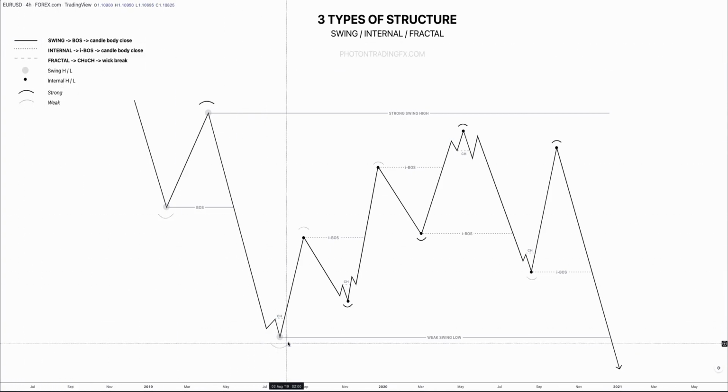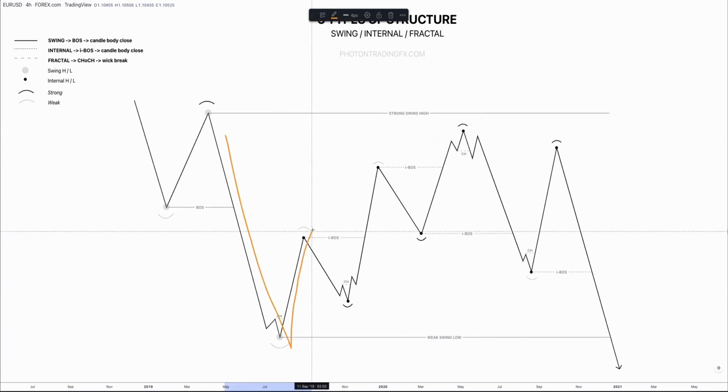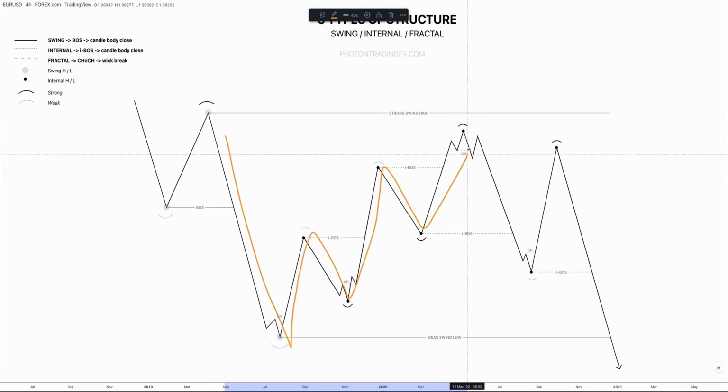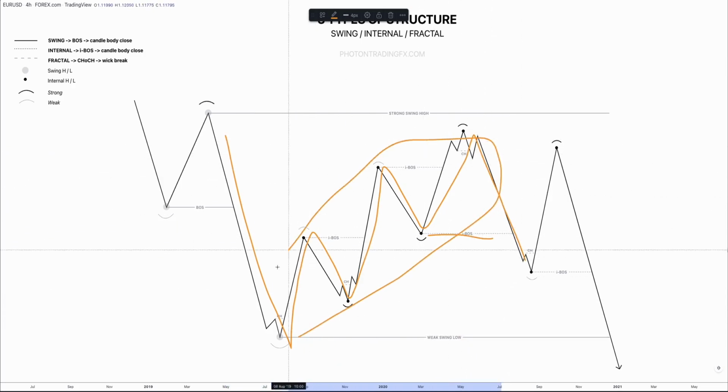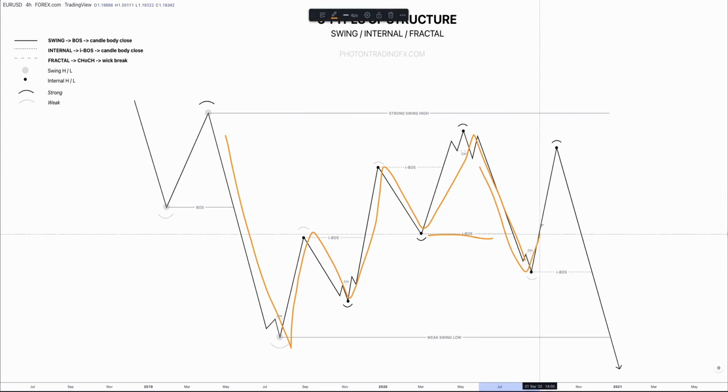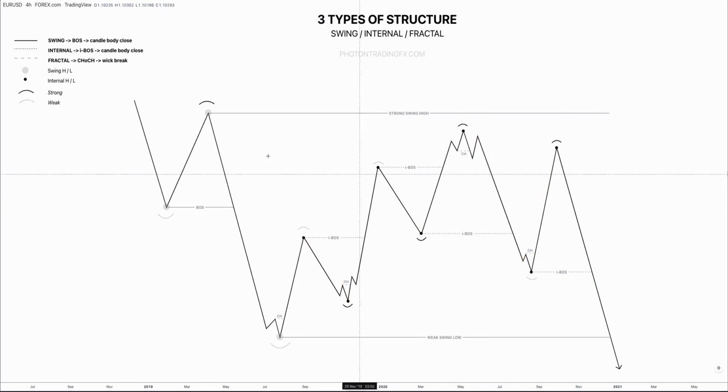Fractal structure, so change of character, signals the start and end of internal pullbacks. And internal structure, when we get those IBOSes, signals the start and end of swing pullbacks. So we expect a swing pullback. The internal structure shifts bullish to facilitate that swing pullback. Once the internal structure shifts bearish, that signals the end of that swing pullback. And now we expect the internal structure to stay bearish until it takes out that weak swing low. And then you repeat the same process. Okay, so hopefully that makes sense.